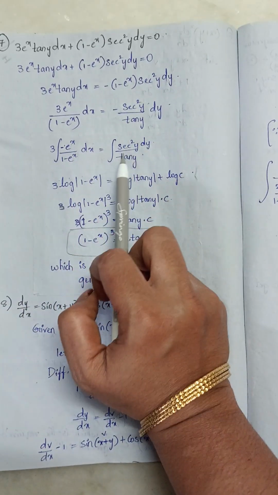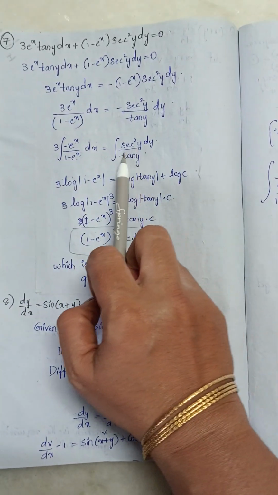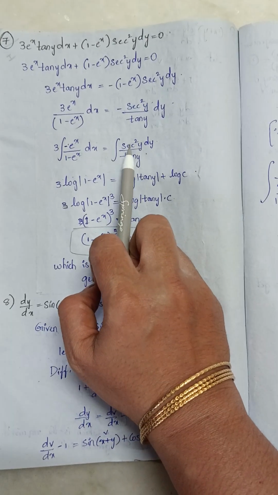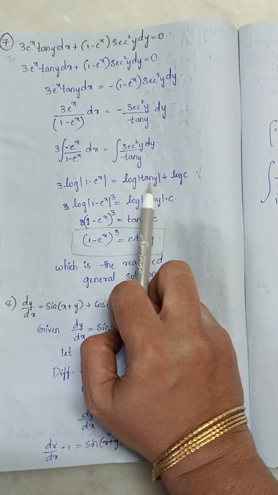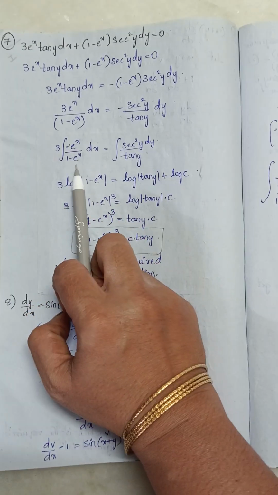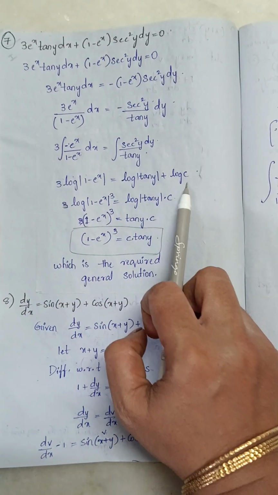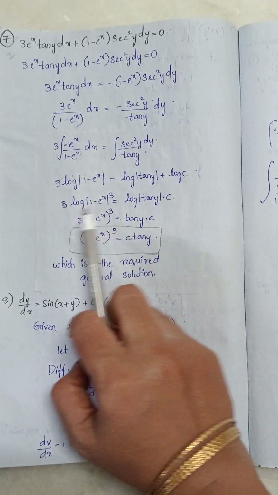And integration secant square by tan y as it is. But tan y derivative is secant square y. So f dash x by f of x is log mod f of x here. And this is also f dash x by f of x. So log mod f of x. Plus instead of c we are writing log c here.